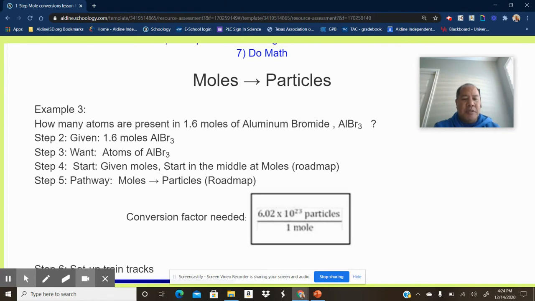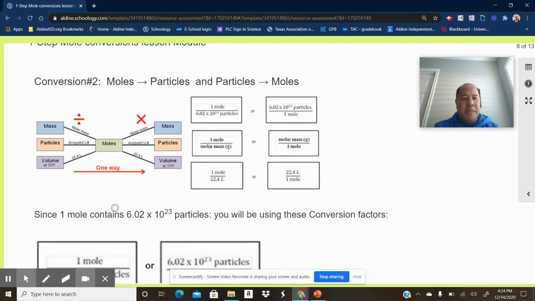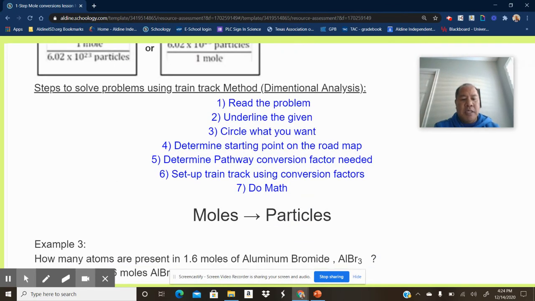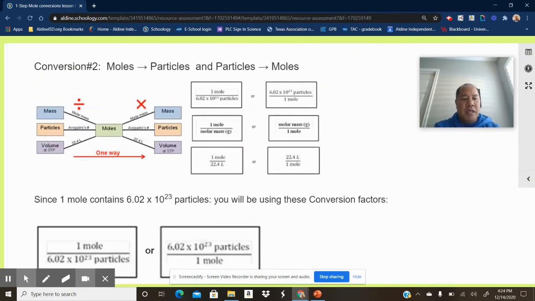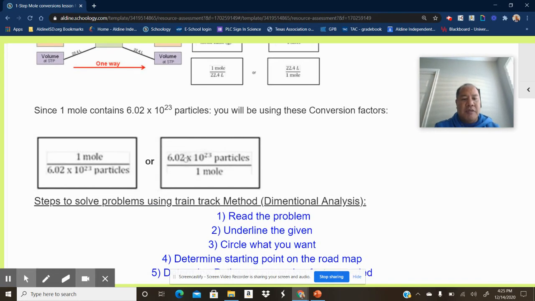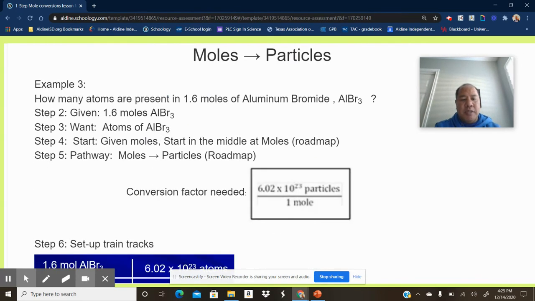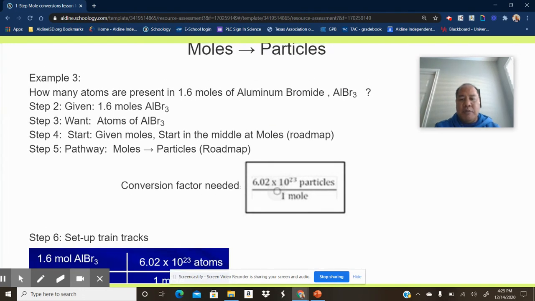So we need the starting point. So we have to look at the roadmap. And when we go back to the roadmap, what did they give us? They gave us moles. So we're going to start right here at moles, and we're going to go to particles, which is atoms, which is right here in the middle. And of course, when we go from here to here, we're going to multiply by Avogadro's number, right? So we're going to use this conversion factor here because we want what we want on top, and Avogadro's number is on top, and that's the one we're going to use. So again, we're going to go from moles to particles, and the conversion factor we're going to need is this, where Avogadro's number is on top.